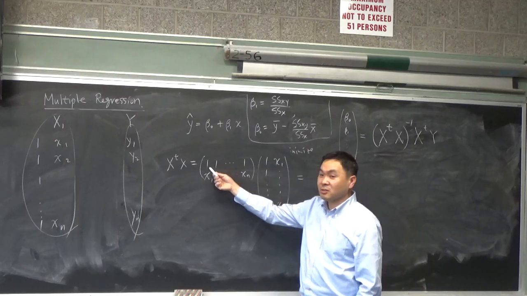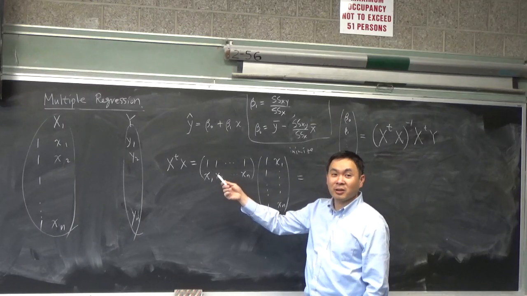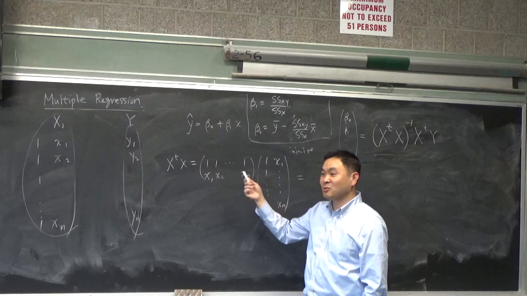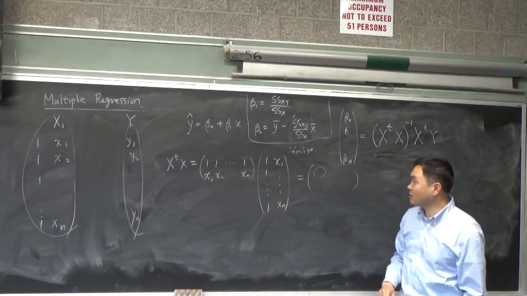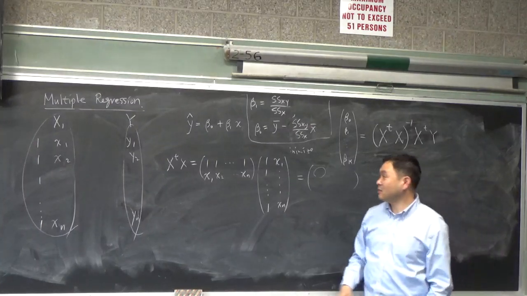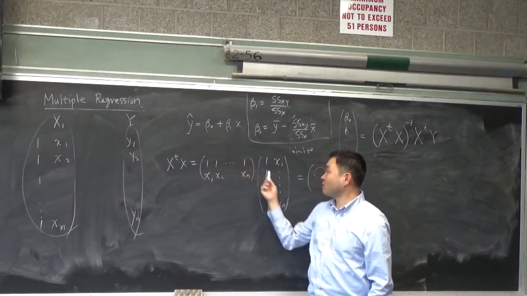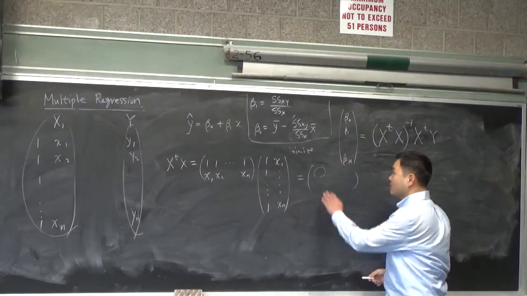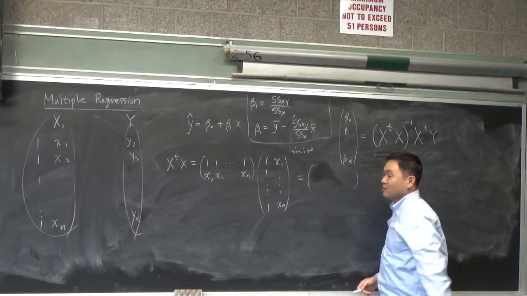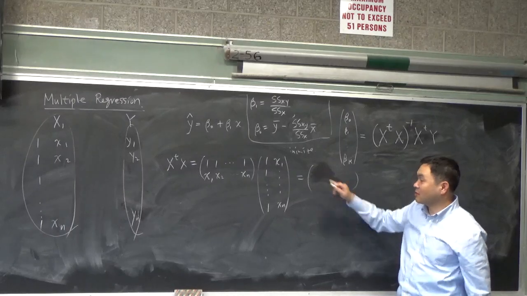All right, so hopefully you didn't forget how to multiply matrices. You know how to multiply matrices? What do you get on the first one? 1 times 1 plus 1 times 1 plus... How many 1s do you add? As many as there are. What do you get? n.